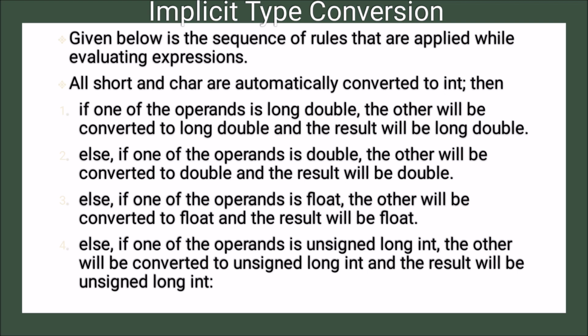So, first we discuss what is implicit type conversion. Implicit type conversion is basically provided built-in. It is inbuilt, provided by C, that implicitly does the conversion of one data type to another data type. That's why it is called implicit type conversion.